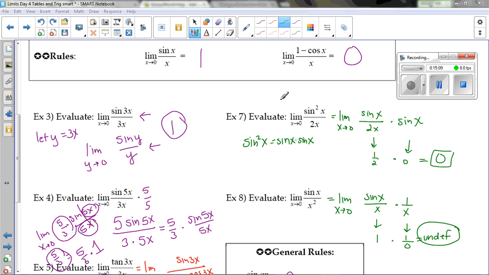All right, almost done. So if you look at this one right here, sine squared x over 2x. Well, sine squared x is sine x times itself. So I can rewrite this as sine x over 2x times sine x over 1. Sine x over 2x goes to a half. Sine x, as x goes to 0, is 0. 1 half times 0 is 0. Then if you have sine x over x squared, same idea, except you have a duplicate on the bottom. Sine x over x goes to 1, but 1 over x at 0 is undefined. 1 times undefined doesn't matter.